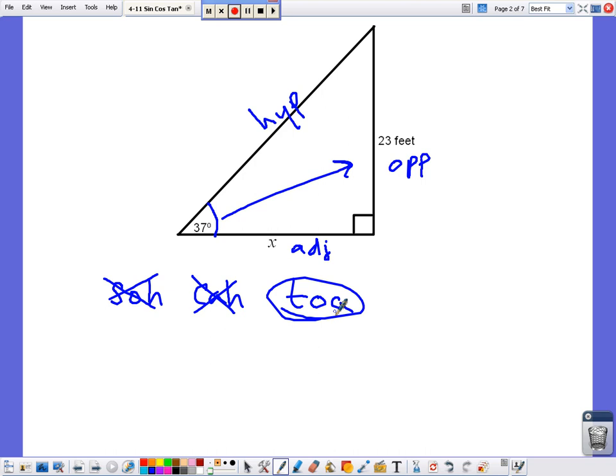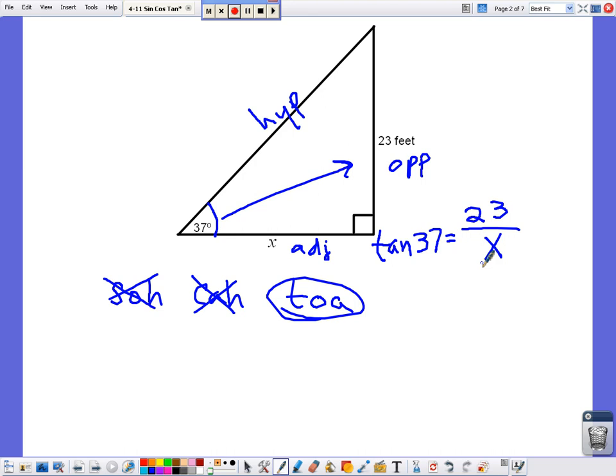Tangent. So I know that when I take tangent of 37 degrees, that will equal the opposite side length, which is 23, divided by the adjacent side length, which is x. And it's always handy to have a calculator. Make sure your calculator's in degrees, because we don't know any other way to measure angles yet.